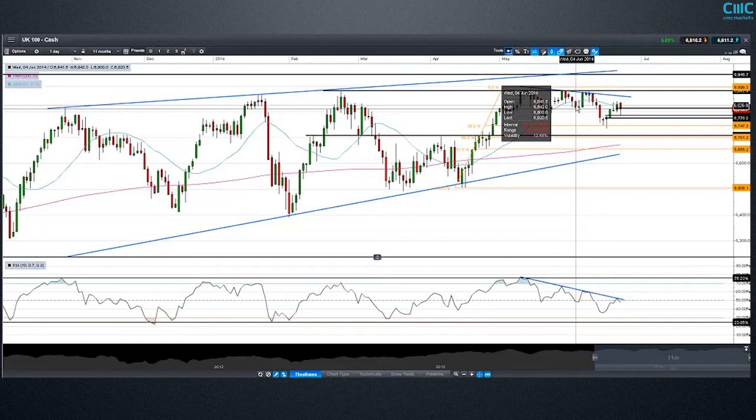Another factor is the high concentration of mining stocks and the recent underperformance of the Chinese economy. We can get into that a bit more in a minute as well.